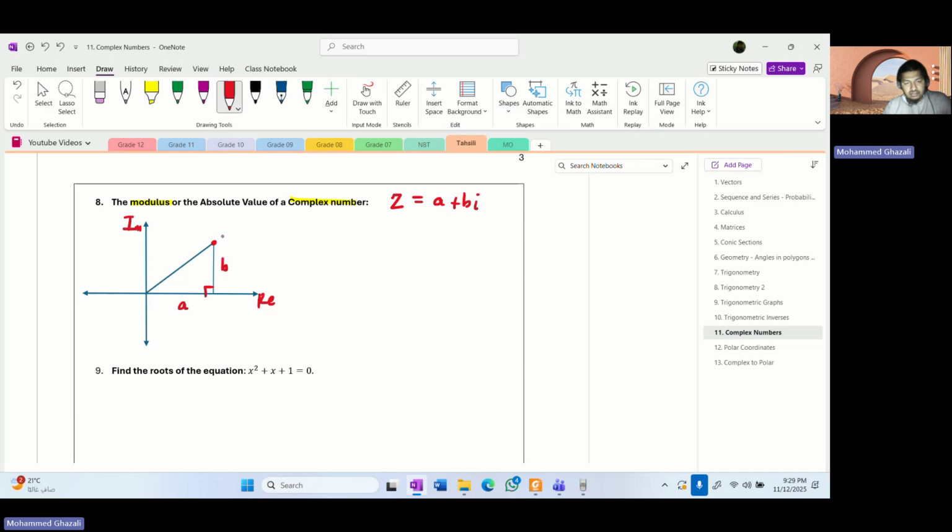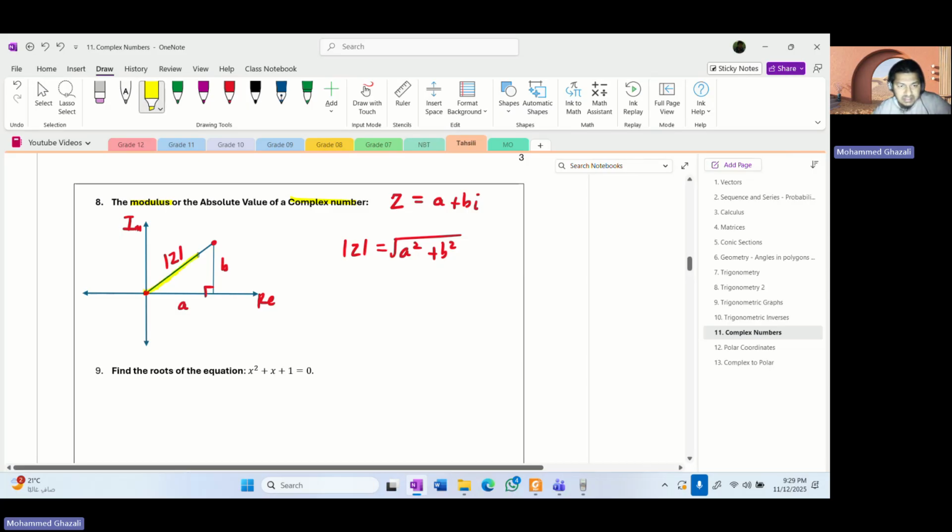So what is the modulus? It's just this distance over here. So we just call it absolute Z. So absolute Z is equal to the square root of, it's Pythagoras basically, A squared plus B squared. That's it. Square the A, square the B, and take a square root. That is the modulus. It's the distance between the complex number and the origin. That's what a modulus is, that distance there.